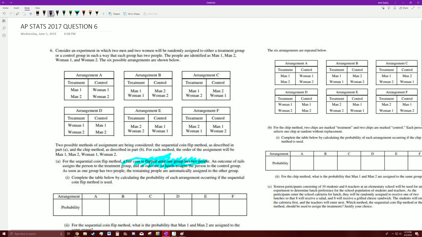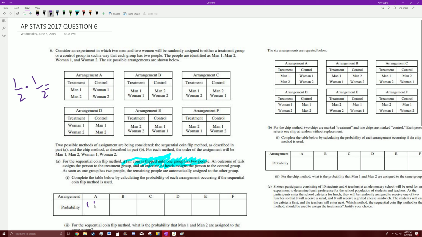Well for A, man 1 goes up, he flips a coin. There's a 1 out of 2 chance that it lands tails, and then he gets treatment. So 1/2. And then man 2 goes up, 1 out of 2 chance that it lands treatment. It does, so there he goes. So for arrangement A, the probability is just 1/4.